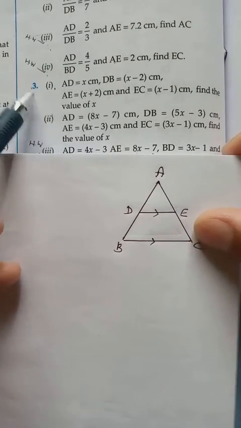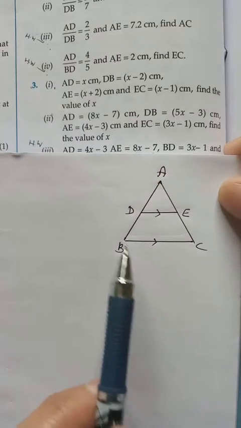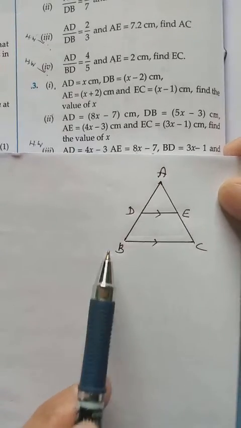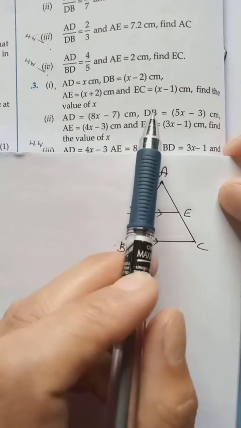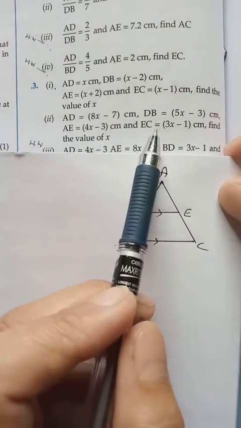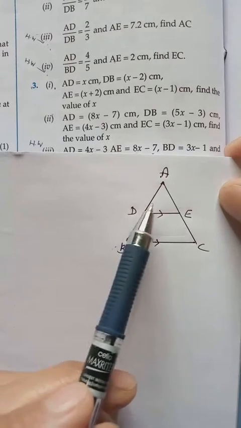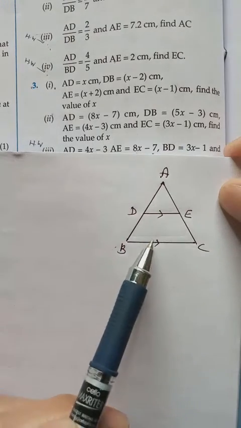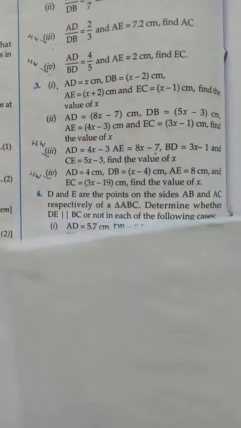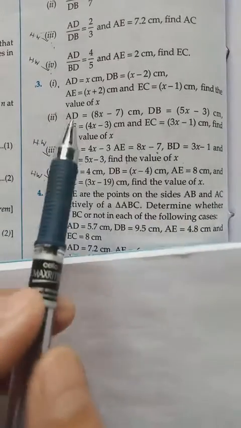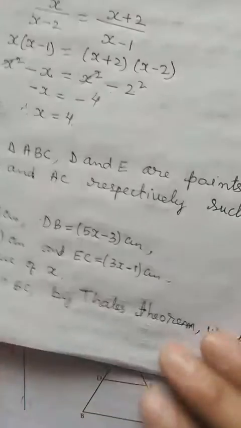Again, in question 3.2, we do have triangle ABC. Then we do have DE parallel to BC. Then we know the value of AD, we know the value of DB, AE, EC. We know all values, but we have to find the value of x. So since we have a triangle where two lines are parallel, that means we can apply Thales theorem. How will we take the ratio? Here we have AD, DB. So we will take on that only, okay?